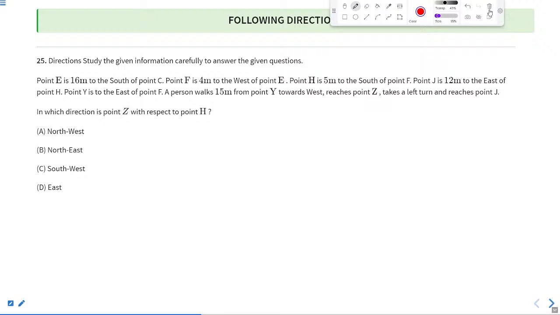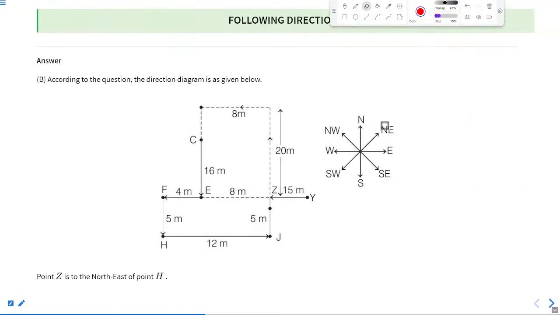25. In which direction is point Z with respect to point H? Z with respect to H. H is on the bottom left, Z is right. So north, west, east, northeast, right. Northeast is the answer. According to the question, the diagram is given below. Point Z is clearly to the northeast of point H.